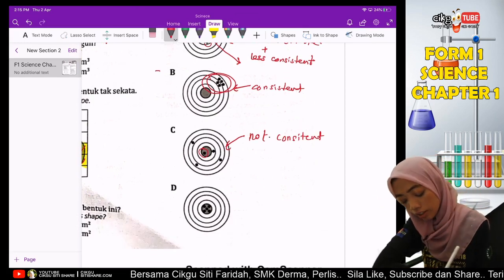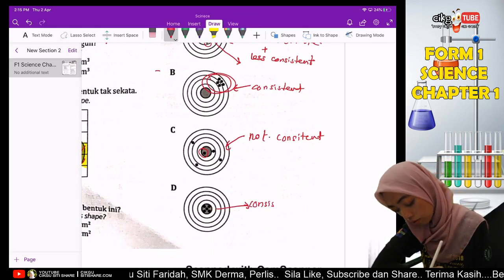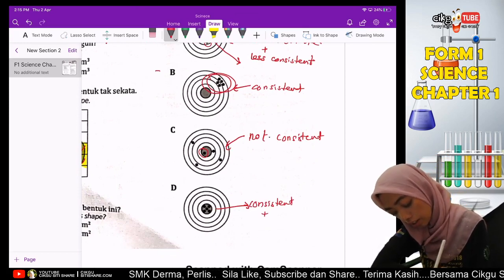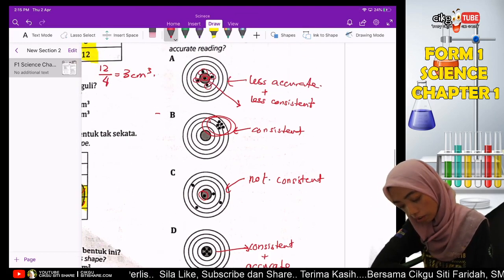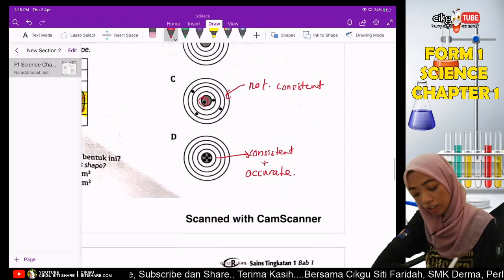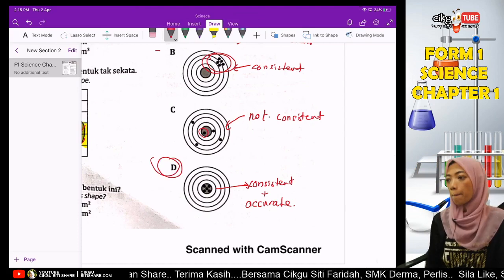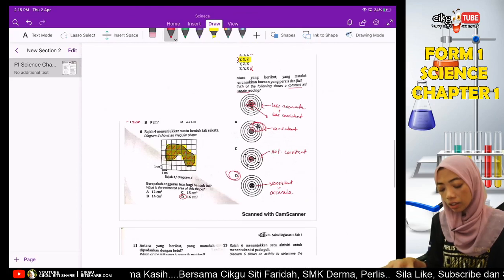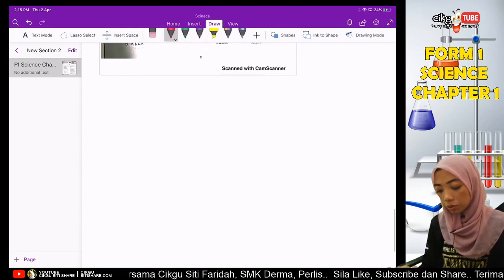And D is consistent and accurate. So, okay, which is consistent and accurate? So, the answer is D. Okay, I think that's all for our discussion today. I will continue another discussion, 11 to 15.